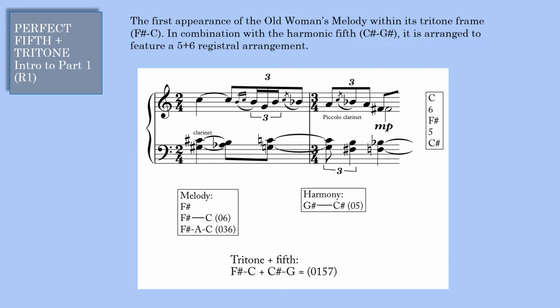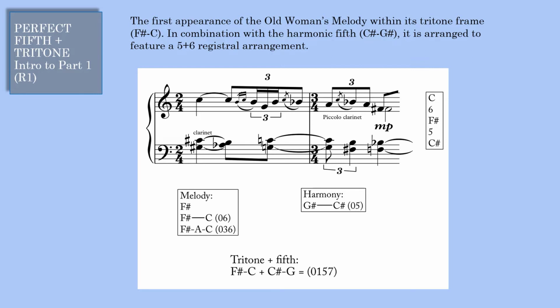When the tunes fall within a tritone frame, the harmonic models have to be extended to include combinations of O7 in the harmony and O6 in the melody. Such combinations are very often arranged to feature a 5+6 or 6+5 disposition.